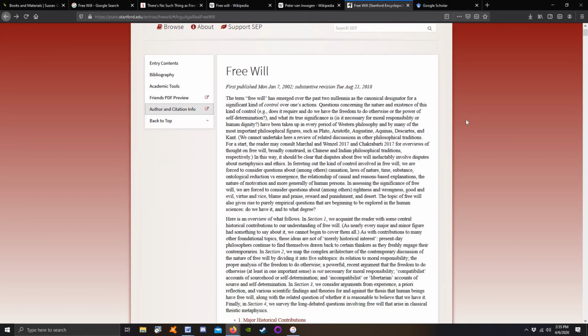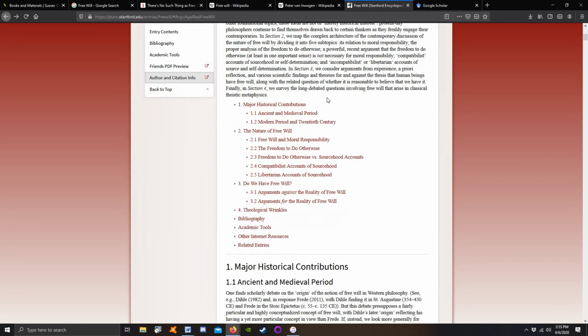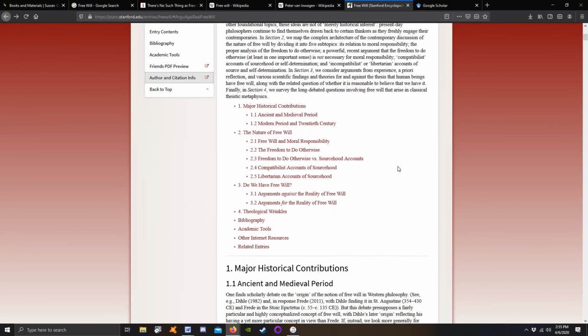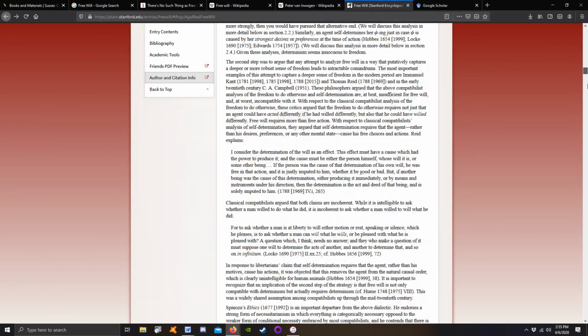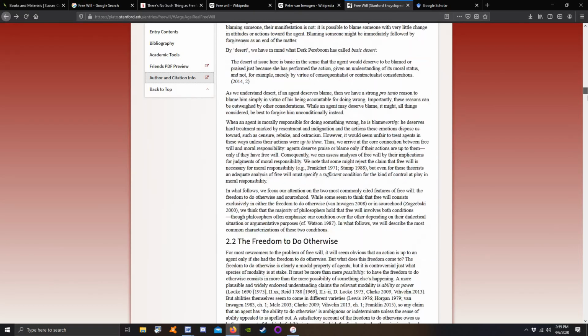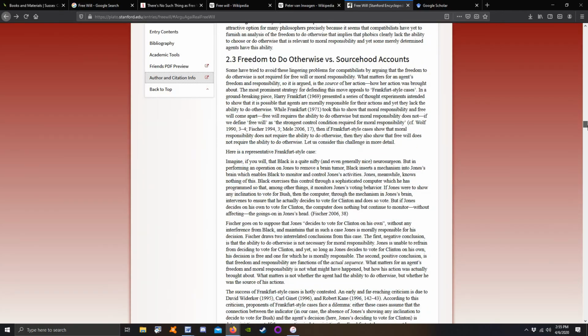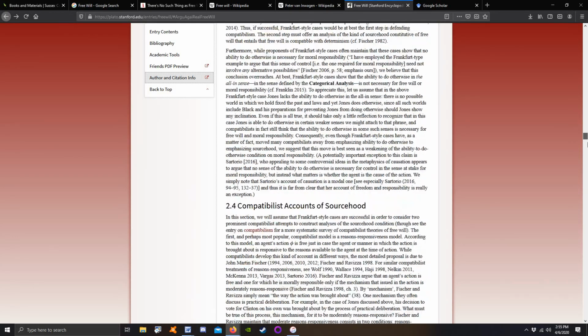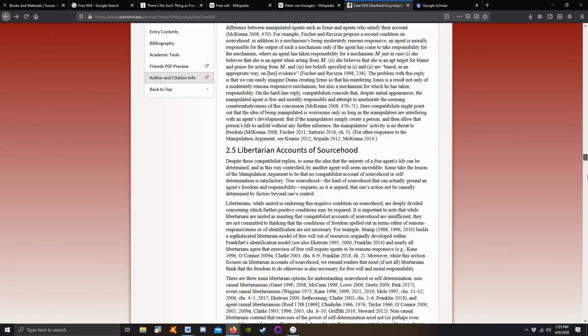Now, you'll notice, again, just like Wikipedia, this is summary. This gives you a lot of different perspectives on these subjects. And if you scroll down to the table of contents, you can see here are the historical discussions of free will in the ancient and medieval period, as well as in the modern period in the 20th century. We can talk about the nature of free will, the metaphysical grounding of free will. How does it relate to moral responsibility? Does it mean freedom to do otherwise? Yes or no? Are there other sort of accounts to be taken in mind? This is all good stuff. It will give you a good understanding of your topic.